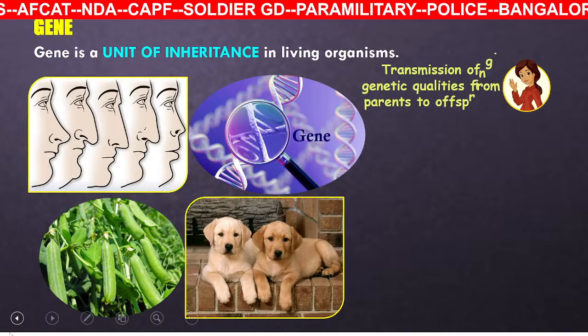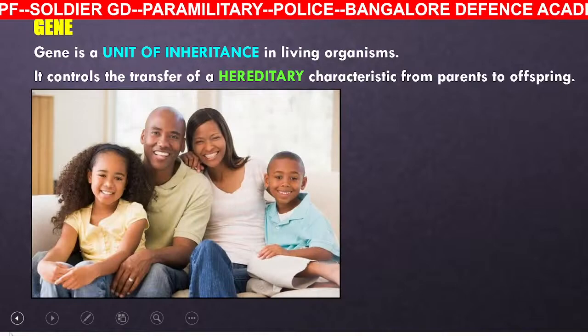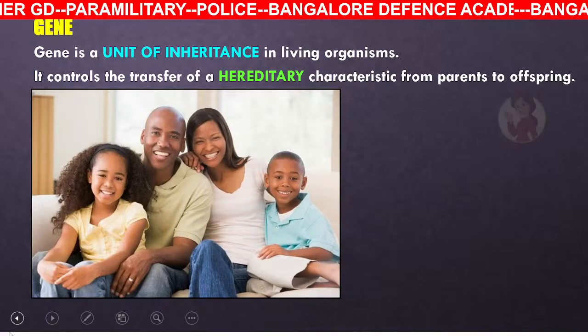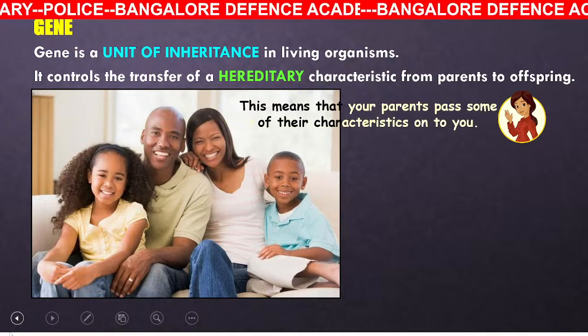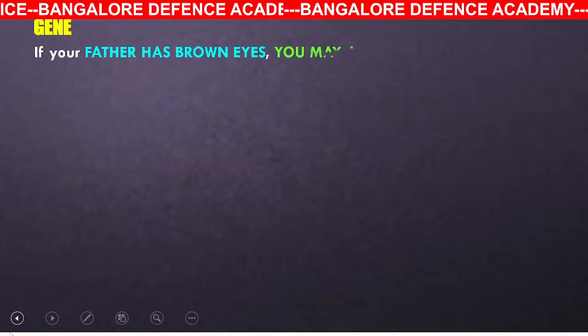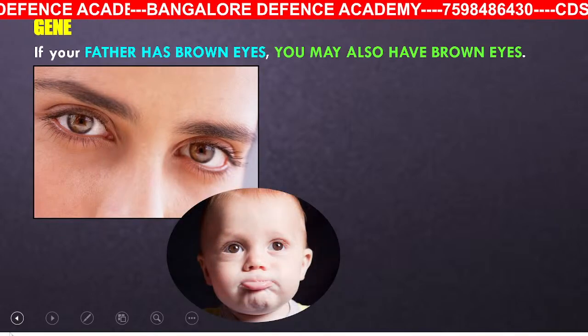Transmission of genetic qualities from parents to offspring. It controls the transfer of hereditary characteristics from parents to offspring. Okay. Next, this means that your parents pass some of their characteristics on to you. If your father has brown eyes, you may also have brown eyes.